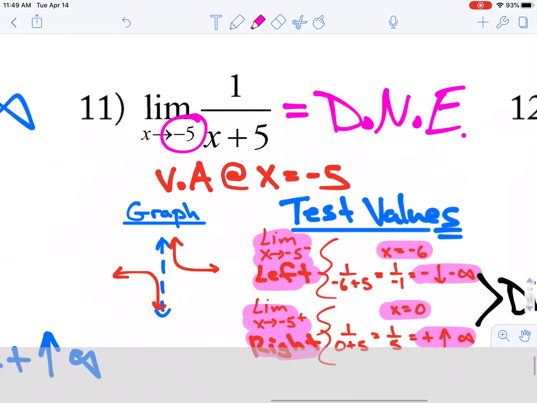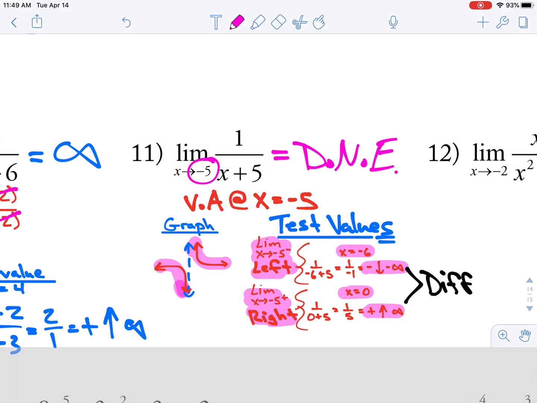Right? We can also look at the graph and see, okay, from the right it goes up, from the left it goes down. They do not go to the same place, therefore the limit does not exist. Remember, they have to have the same values for the limit to exist. Typically, if you have a vertical asymptote and it's a two-sided limit, most of the time the limits will not exist at a vertical asymptote unless it's a one-sided limit.